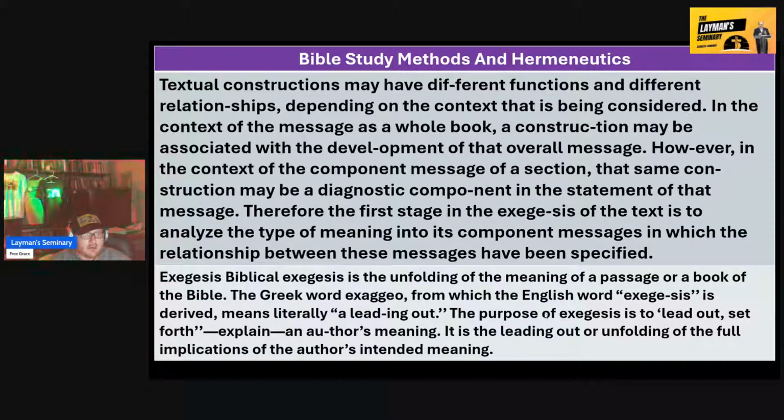In the context of the message as a whole book, a construction may be associated with the development of the overall message. However, in the context of component message sections, the same construction may be a diagnostic component in the statement of the message. Therefore, the first stage in the exegesis of the text is to analyze the type of meaning into its component messages in which the relationship between these messages has been specified.